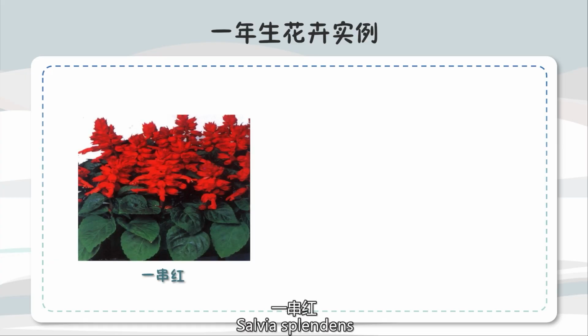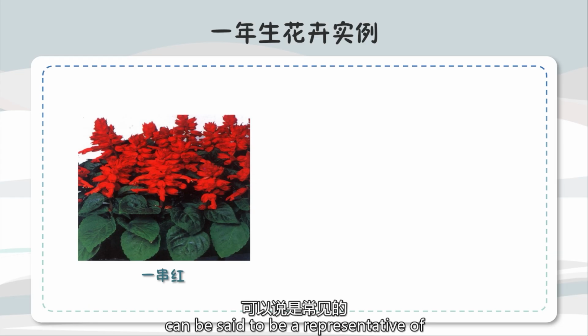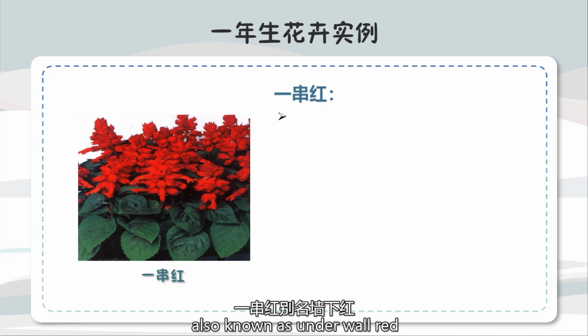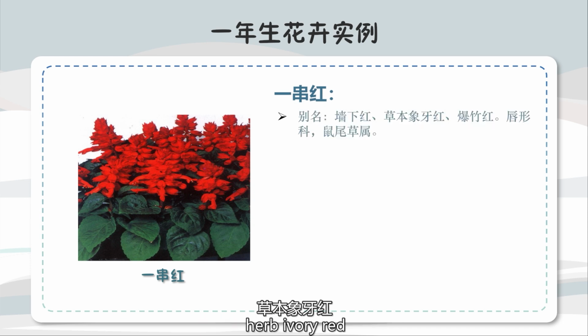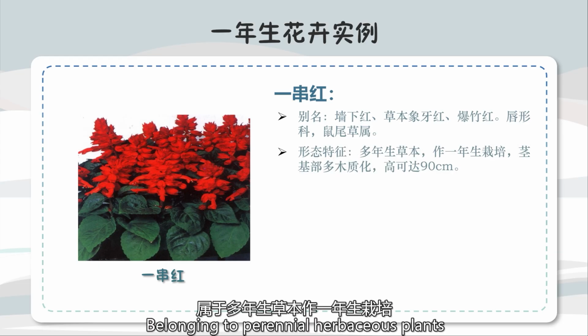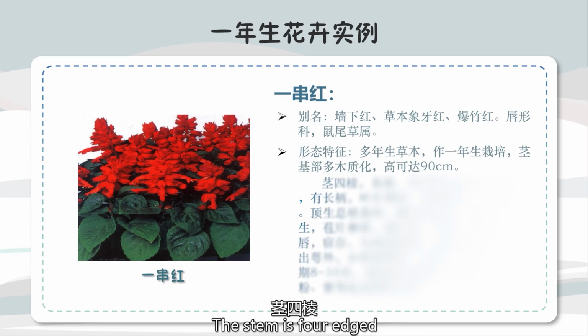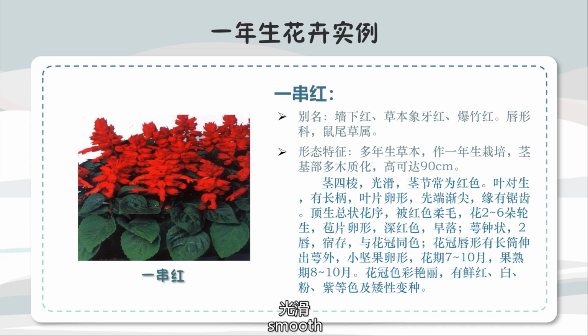Salvia splendens can be said to be a representative of common annual flowers, also known as underwall red, herb ivory red, Lamiaceae, Salvia genus, cultivated annually. Belonging to perennial herbaceous plant, the stem base is mostly woody and can reach a height of up to 90 centimeters. The stem is four-edged, smooth, and the stem nodes are often red.